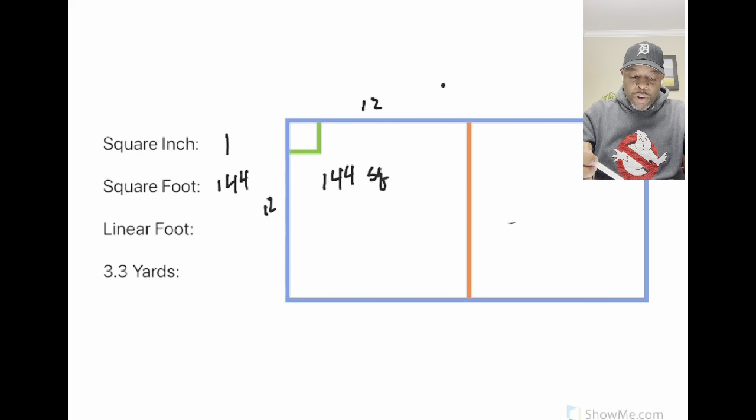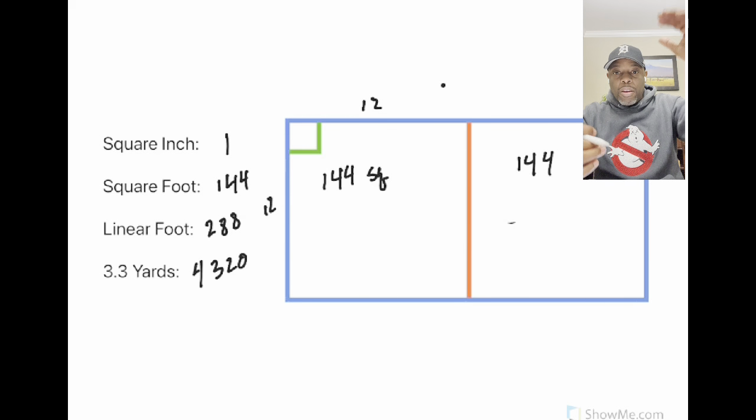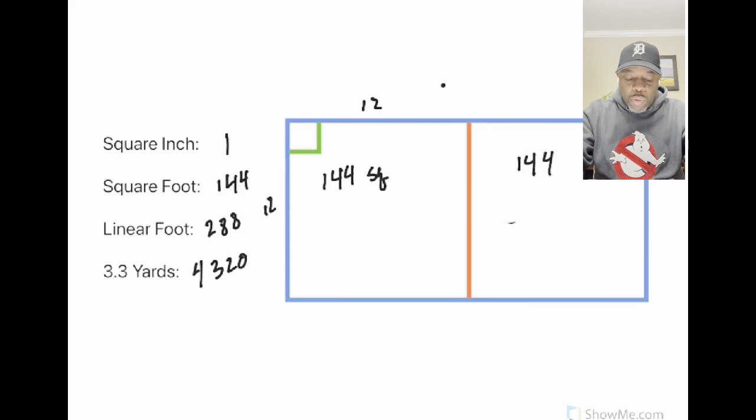When you look at your linear foot, that's just 2 square feet. So you have 144 there, 144 there. That means just 288. And when you look at your 3.3 yards, that's going to be 30 square feet. And that's going to be equivalent to 4,320. And I did that because most of the transfer gang sheets that I see out there, they are pricing it based off of being 30 feet long. So that's where I got that price from.